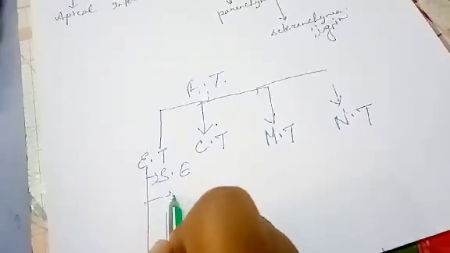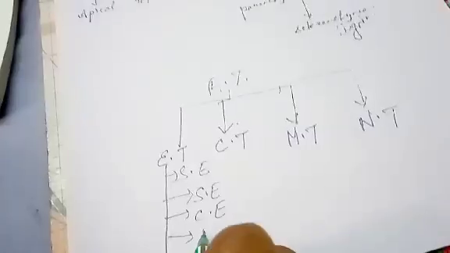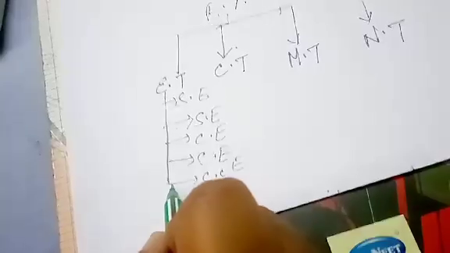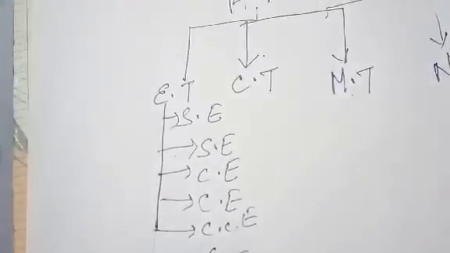Number 2, stratified epithelium. Number 3, cuboidal epithelium. Number 4, columnar epithelium. Number 5, ciliated columnar epithelium. And the last one, glandular epithelium. Now what are the different names used based on their functions?